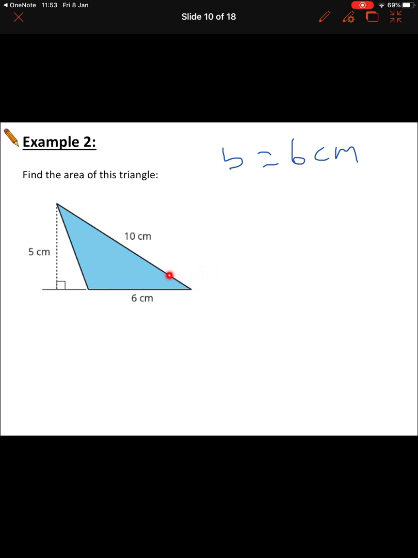However, your height is a little bit different, okay? It's not going to be 10 because it's almost like something sliding down a hill, okay? We want to look at something that goes up and down. So if I join this corner to this, the top left-hand corner, I need to go across and then up and down like this, okay? So this is my right angle, which joins the base. So therefore, the height is 5 centimetres, okay?